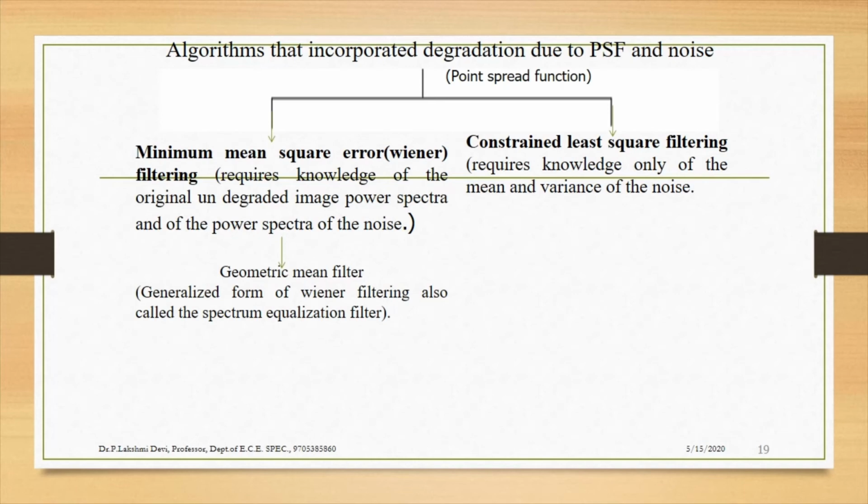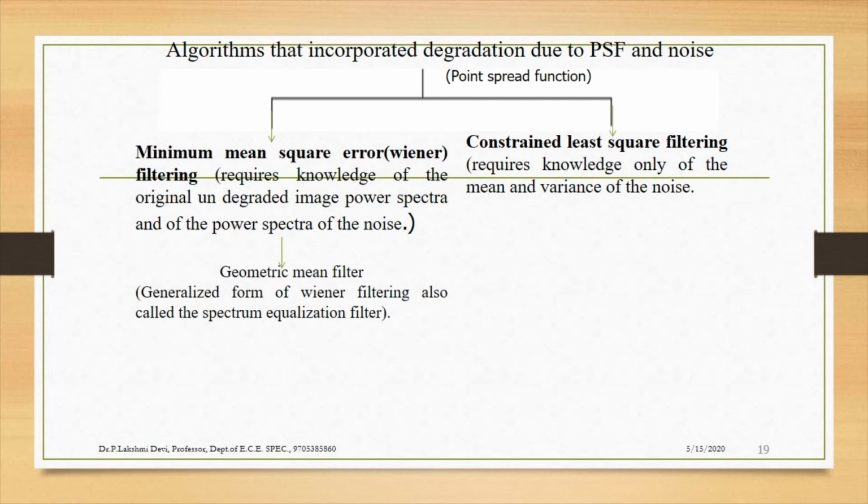But to be frank, evaluating the power spectrum of noise is a very difficult task. To extract a qualitative image through minimum mean square filtering, it is essential to have the power spectra of the noise as well as of the signal, that is, the original or undegraded image. But there is no need for that power spectrum term in constrained least square filtering. It needs only the mean and variance of the noise.